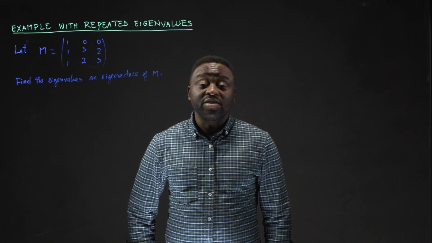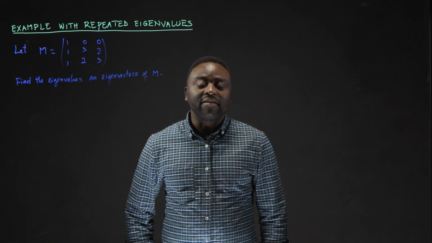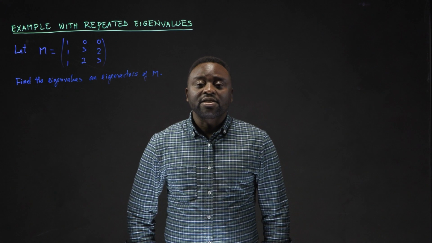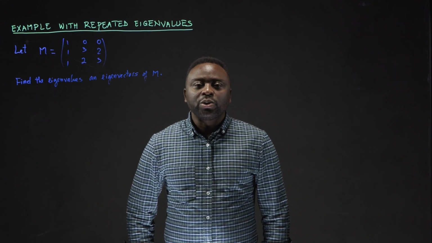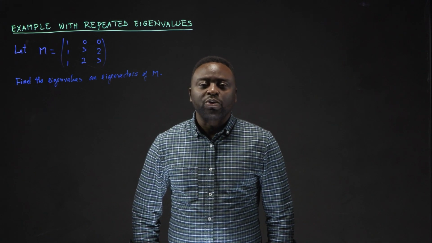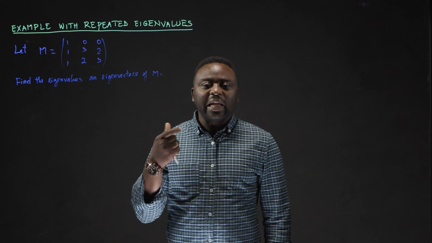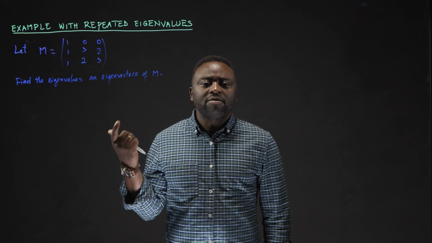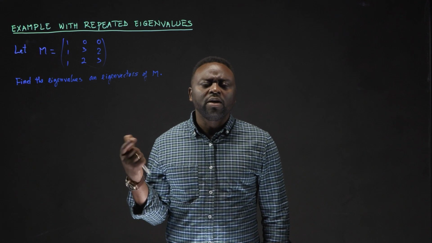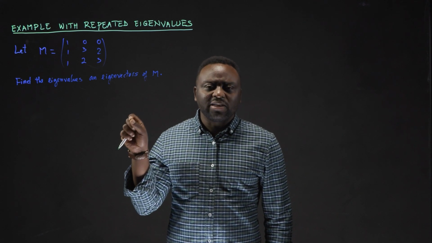Remember that in the previous video, when we introduced the concept of eigenvalues and eigenvectors, we discussed the case of a 2 by 2 matrix. Now I want us to discuss the case of a 3 by 3, with the difference that here you have a repeated eigenvalue. What happens when we have a repeated eigenvalue in the case of a 3 by 3 or 4 by 4? How do you solve that? That's the question we want to answer.